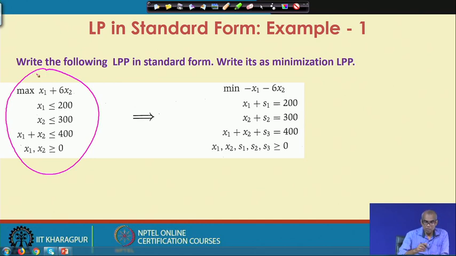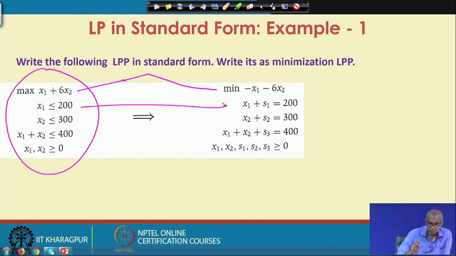So, maximize x 1 plus 6 x 2 becomes minimize minus x 1 minus 6 x 2. x 1 is less or equal to 200, so I have to introduce a slack variable: x 1 plus s 1 equal to 200. Similarly, x 2 is less or equal to 300. I introduce slack variable s 2 and write x 2 plus s 2 equal to 300.